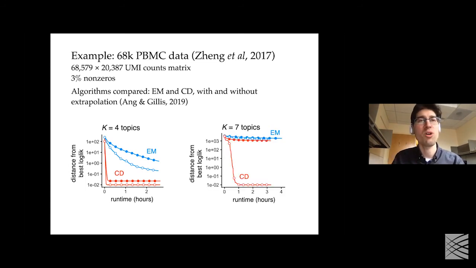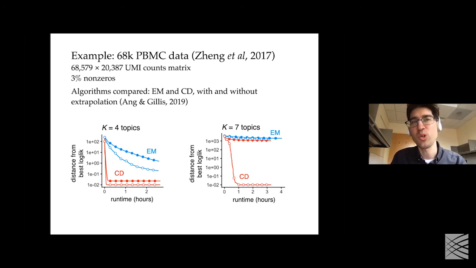So now I'm going to run the topic model again on the same data set, the same single cell data set, but with seven topics instead of four. And in this particular instance, we have a very different sort of result where now the coordinate descent with this extrapolation method gets a much, much better fit than any of the others.